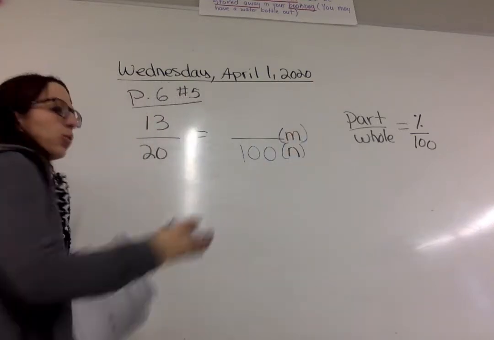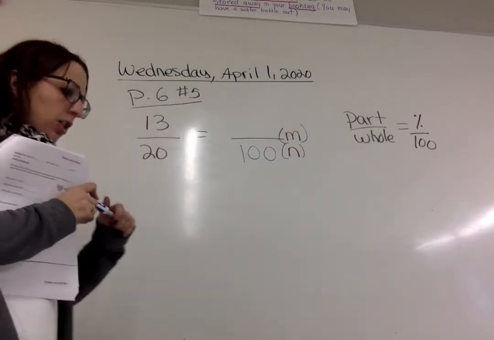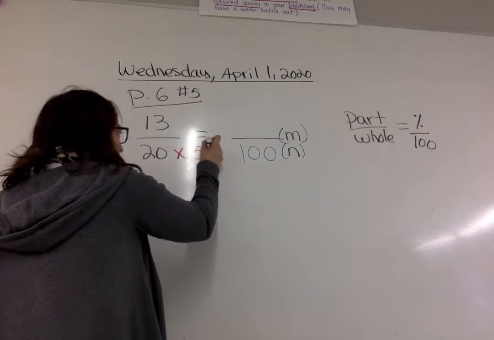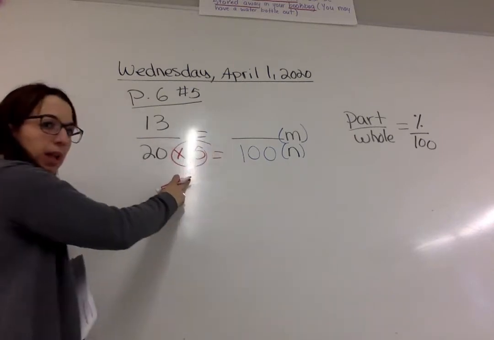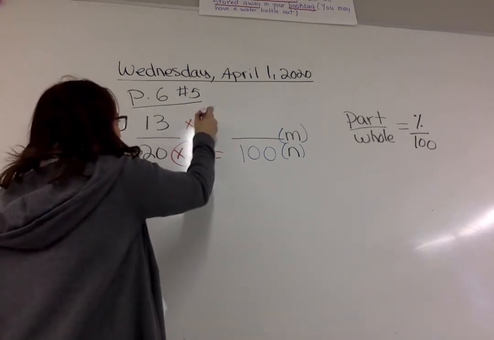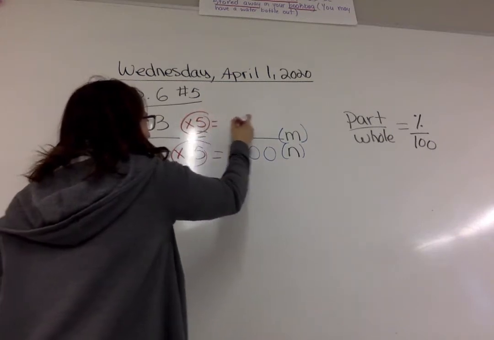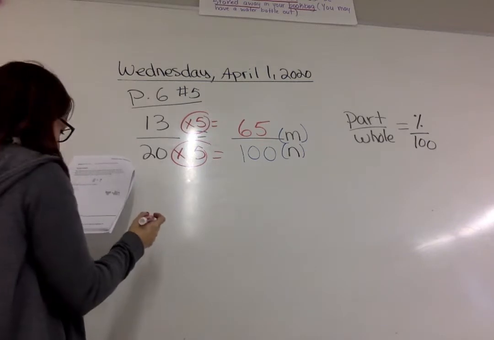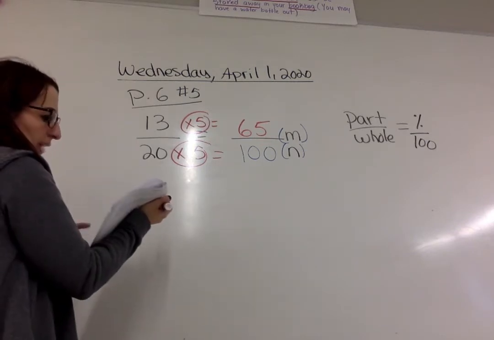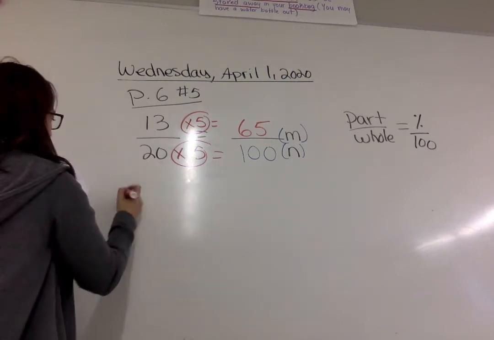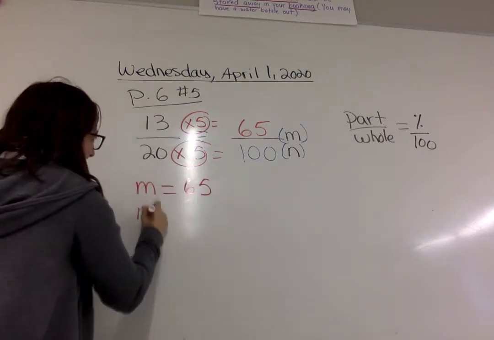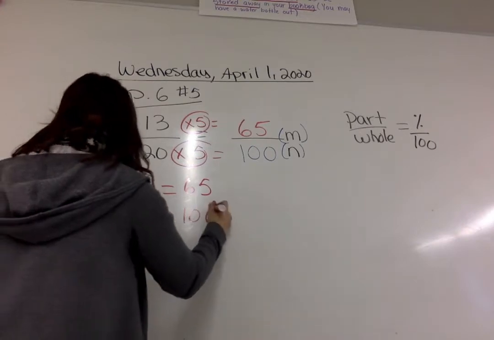How do I go from 20 to 100? Well, I need 5 groups of 20 to get to 100. So 20 times 5 is 100, which means if I multiply the denominator by 5, I multiply the numerator by 5, which gives me 65. So therefore, in Kira's equation, which you'll write the answer on page 7, M is equal to 65, and N is equal to 100.